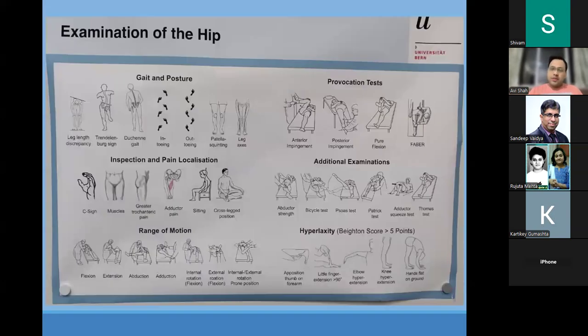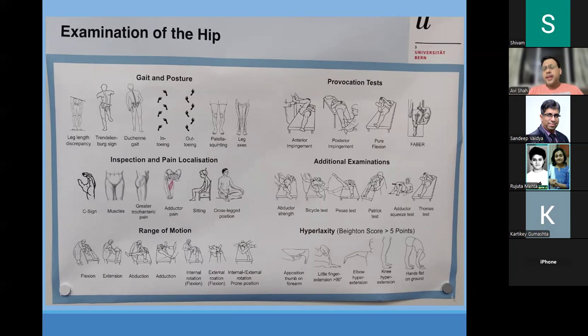So this was when I had visited Bern. This is the chart which they used to give us, showing that whenever a patient comes to the clinic, these are at least the basic things that you should see. First, like we discussed, in the gait and posture, look at the limb length discrepancy and Trendelenburg sign. Look at the abductor mechanism for the abductor gait, in-toeing, out-toeing. Look at the patella and look at the mechanical axis. Once you see that, look for the C sign, test the muscles, palpate the greater trochanter, and look for the adductor pain like we were talking about right now.